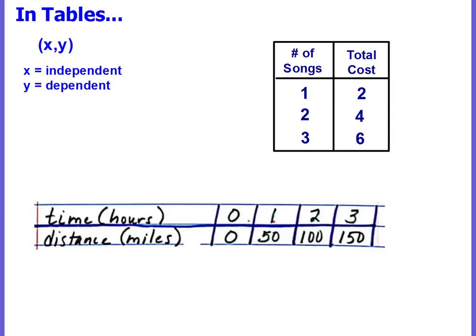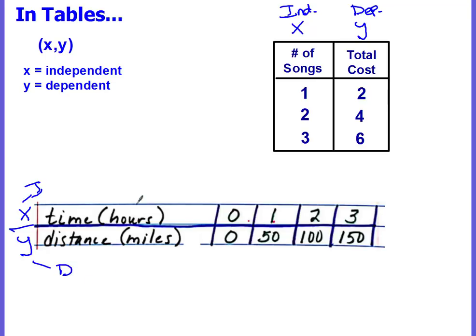And you can also determine your independent and dependent variables by looking at tables. Okay, in most tables, the first column, if you're looking at a vertical table, is your X, which is your independent. The second column, total cost, is usually your Y value, which is your dependent. And the same thing for horizontal. X is usually first and Y is the second row. So X is always your independent and Y is always your dependent.